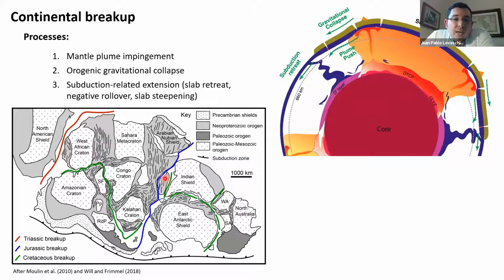Then in blue is highlighted the Jurassic breakup produced during the Karoo rifting in the early Jurassic and continuing through the mid-Jurassic. And in green is marked the Cretaceous breakup. In particular, note this breakup between South America and Africa that produced the opening of the South Atlantic Ocean, but also the Cretaceous breakup locations that produce the separation of the different blocks of Eastern Gondwana throughout the Cretaceous and Cenozoic.